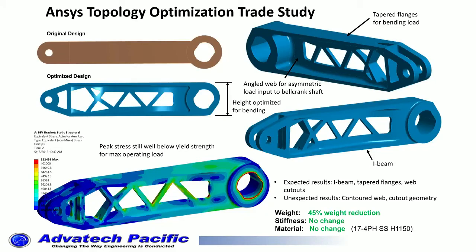There are some features that were not intuitive or would not be predicted from a hand calculation. And that is the asymmetric features, particularly the web and some of the cutouts in the web. This goes back to being able to do the optimization analysis with an assembly of parts. If you were to just analyze the torque arm by itself, and for example, on the surfaces that interface with the shaft, you just put a fixed constraint there and applied your load at the other end, the optimization analysis would predict a perfectly symmetric part.